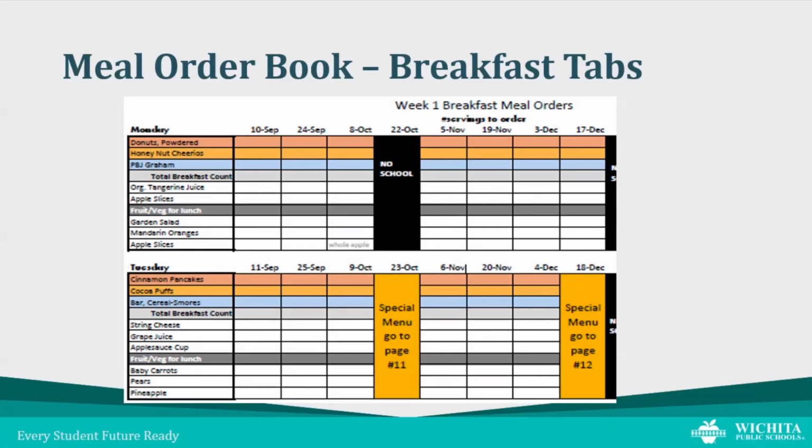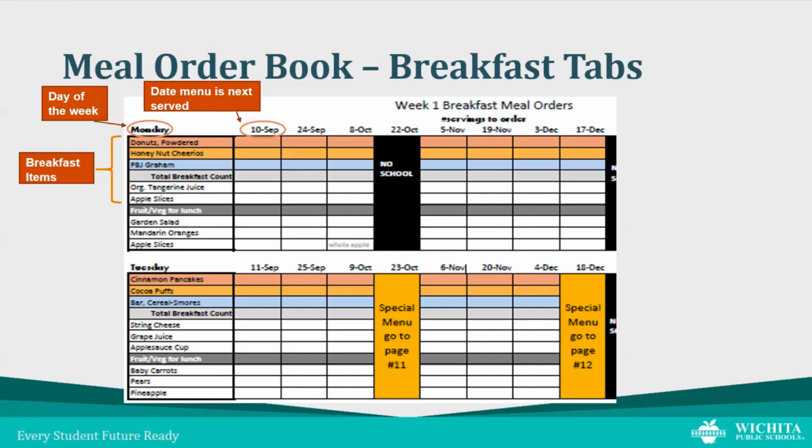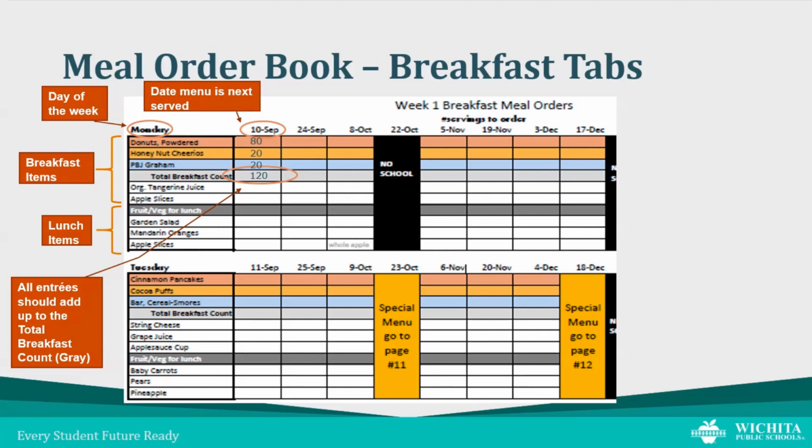The breakfast tabs. There's the day of the week listed, the date the menu is next served, the breakfast items at the top, and the lunch items down below. All entrees should add up to the total breakfast count. As you can see in this example, they ordered 80 donuts, 20 Cheerios, and 20 PB&J grams. That adds up to 120. Of course, fill in all the remaining items.